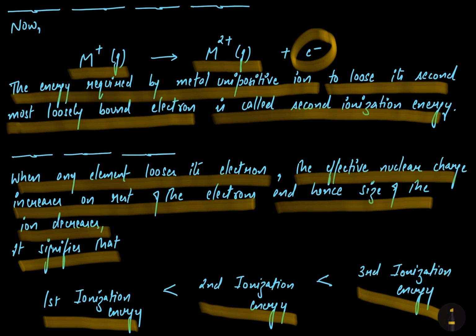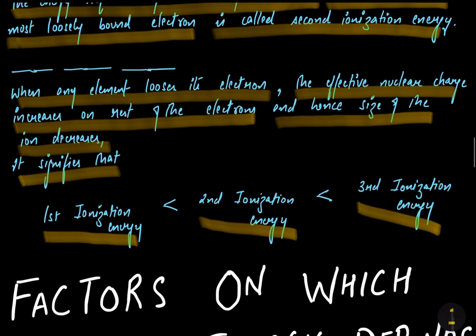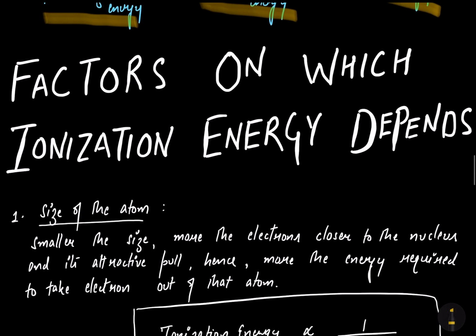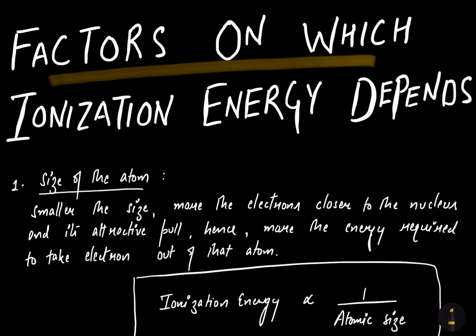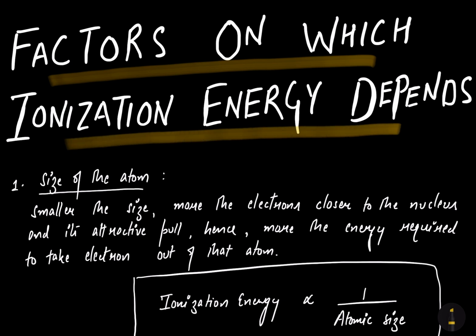That's why the second ionization energy is greater comparatively than the first ionization energy. And in the very same way, the third ionization energy is greater than the second ionization energy. Now, let's discuss some factors on which the ionization energy depends. Now, the topic is factors on which ionization energy depends.